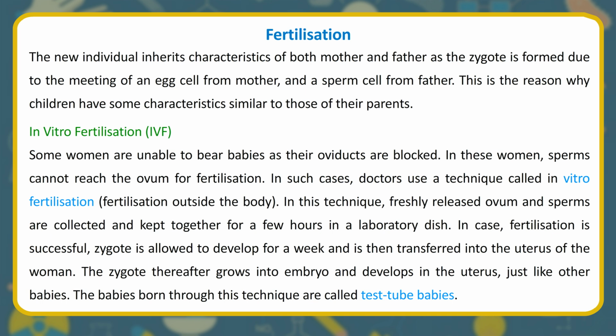In case fertilization is successful, the zygote is allowed to develop for a week and is then transferred into the uterus of the woman. The zygote thereafter grows into an embryo and develops in the uterus, just like other babies. The babies born through this technique are called test tube babies.